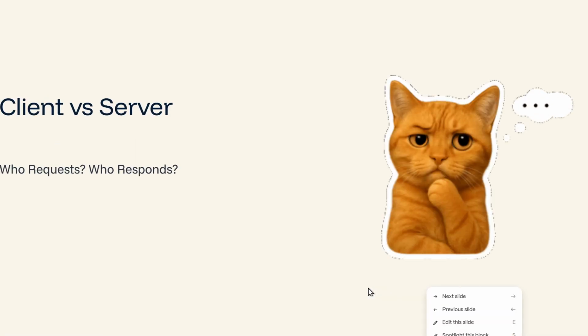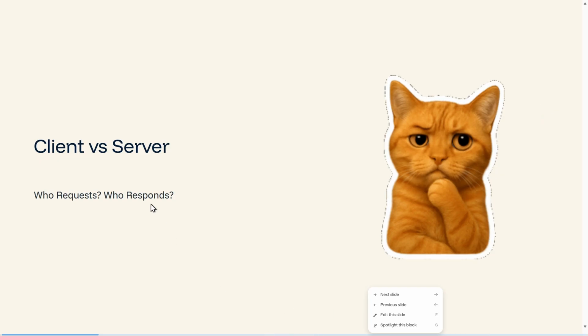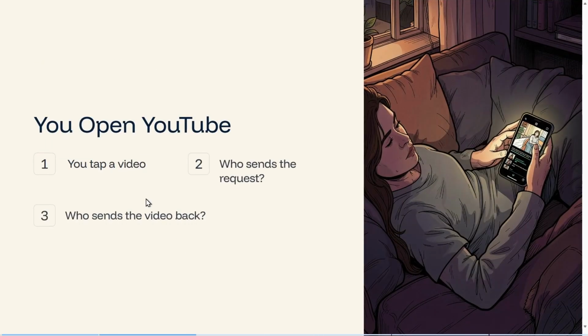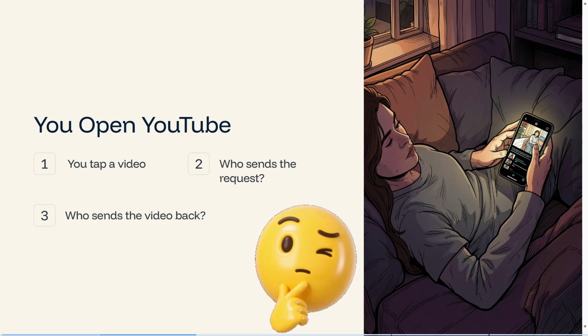So let's imagine you are on your phone and you open YouTube. You tap on a video and suddenly the video starts playing. That's the natural thing, we all know. But pause for a second here. Who asked for that video? Was it YouTube? Or was it your phone?